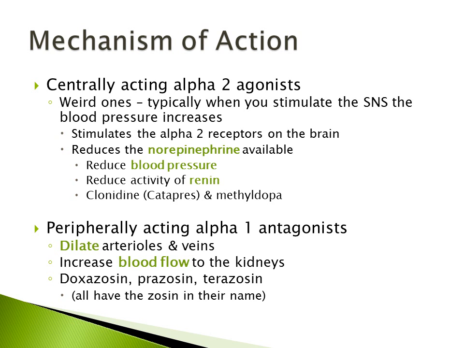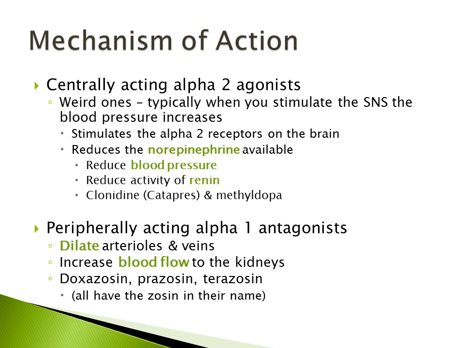So starting with the mechanism of action, the centrally acting alpha-2 agonist. Now these are the weird ones, because typically when you think an agonist to a sympathetic nervous system, you think you're making the fight or flight fire. Now because these are centrally acting, they're acting in the brain, and they're acting on alpha-2 only, so the alpha-2 receptors within the brain. When these are stimulated, it actually reduces the amount of norepinephrine available.